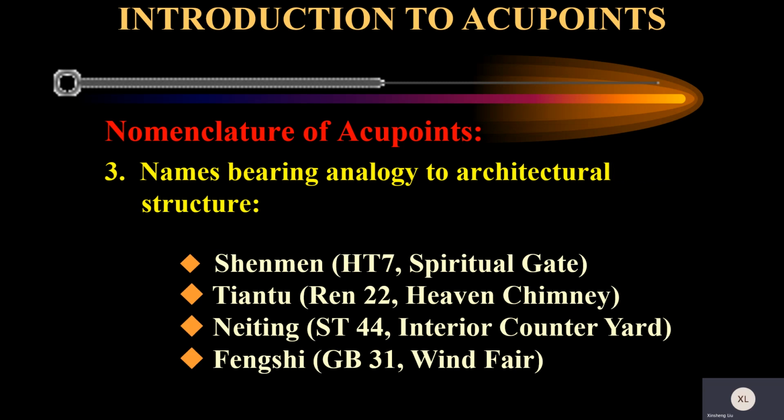Number three, names bearing analogy to architectural structures. Number one, Shenmen. A lot of acupoint names are a metaphor to a gate. This one, heart 7, is called Shenmen, meaning spiritual gate. From the name, we know this point can regulate the Shen, regulate the spirit. There is also Ren 22, Tiantu, the heavenly chimney, a very good metaphor in the upper body. It seems like opening a window connected to the heaven.